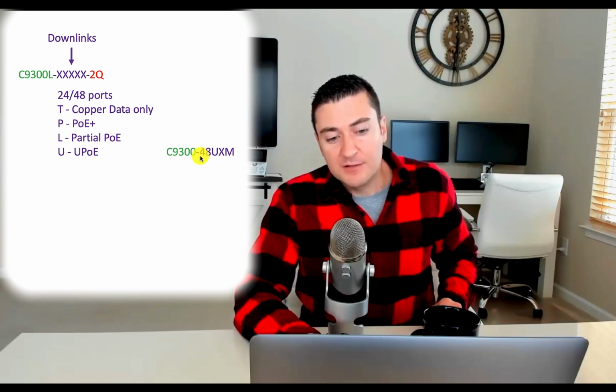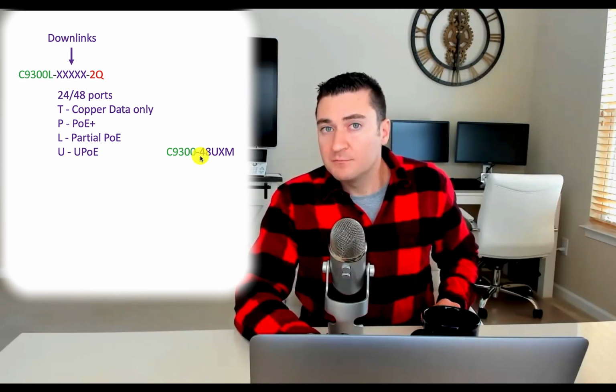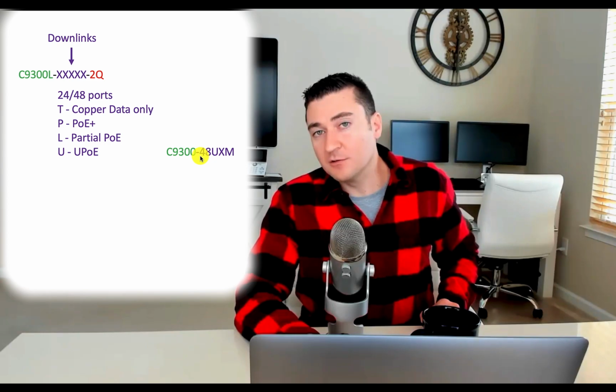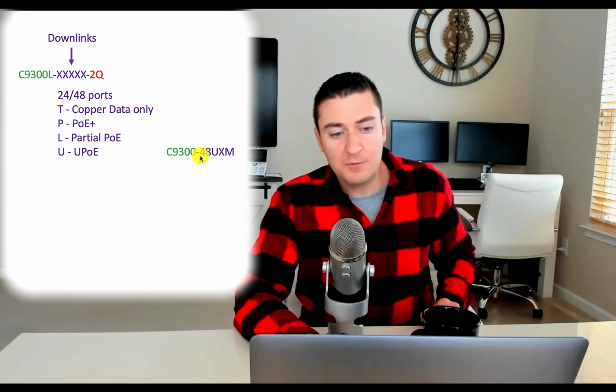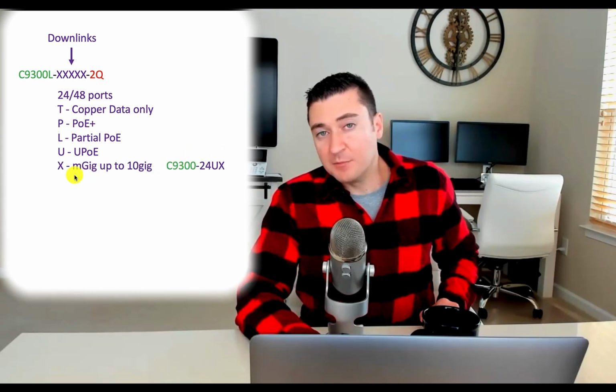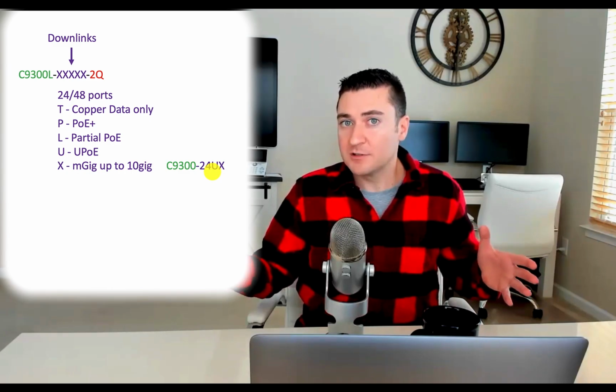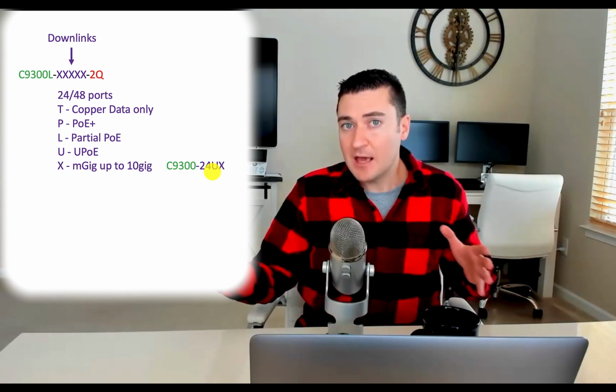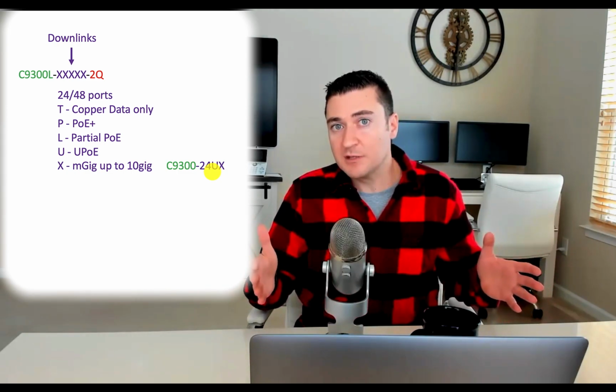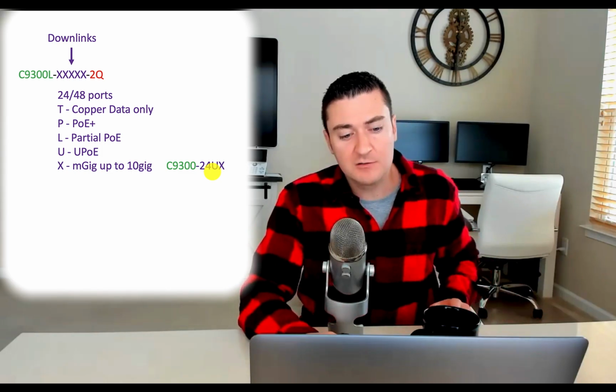U basically means that it's a UPoE switch. So you can take a look at this one here, 48 ports, it's a U, and XM, we'll get to those letters in a second here, but this is a UPoE switch. And then we're gonna get into some of this MGig stuff. And X basically stands for MGig up to 10 gigabits per second. And this is up to 10 gigabits per second on Cat 5, Cat 6 cabling. Cat 6, you're gonna be able to run the full distance here. Cat 5, there's gonna be distance limitations in order to get these faster speeds.